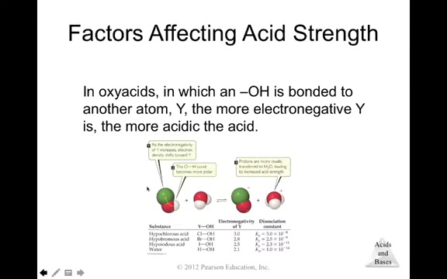And so as this guy increases electronegativity, again, we're going to be pulling that electron density from the hydrogen closer this way. It's making it even more polar. And so again, it's easier for this water to come along and pluck the hydrogen off and get your H3O+.